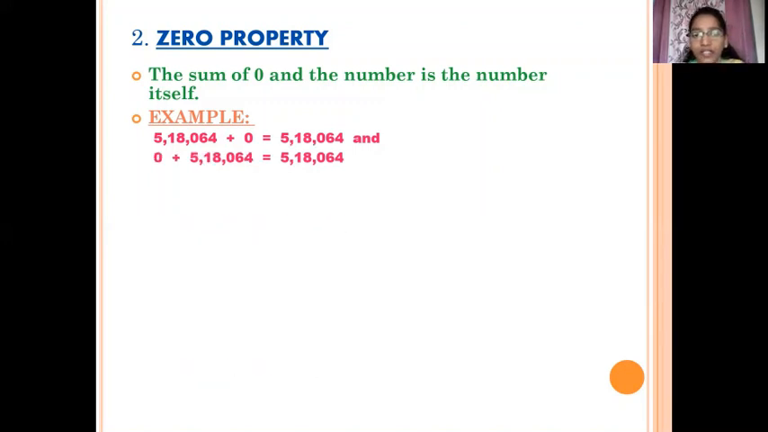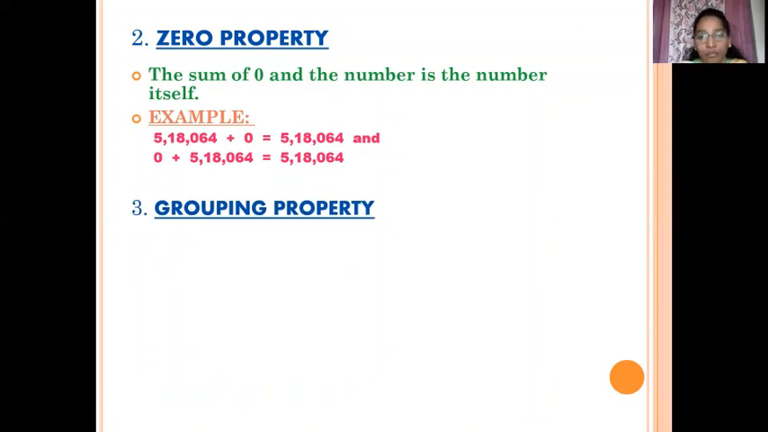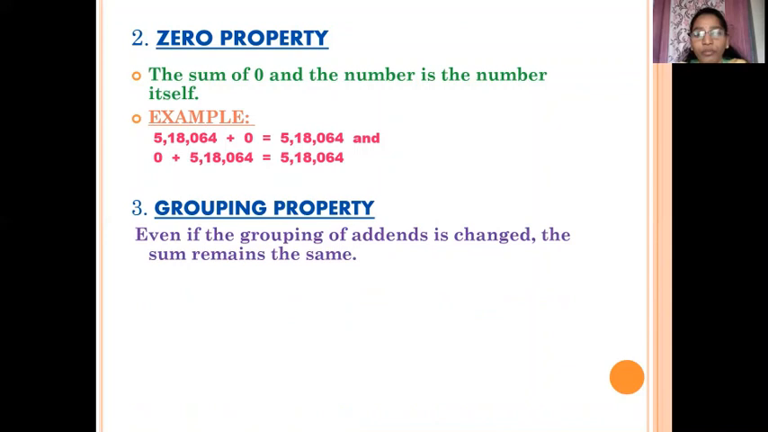Just now we were revising order property, right? So, order property is you're changing the order of the addends. Here I take 0 first and add with 5,18,064. Does the sum change? No. The sum remains the same. So you get 5,18,064 only. Third property is grouping property.